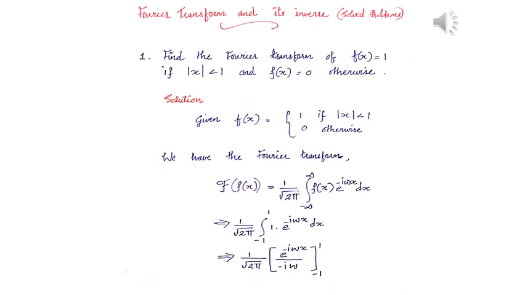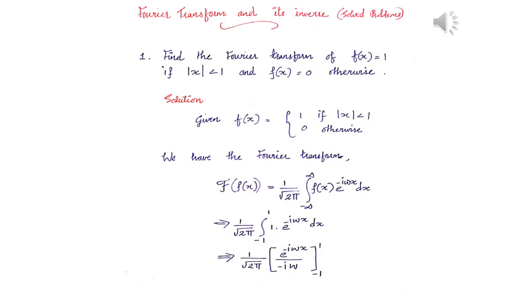Now 1 by root 2 pi integral, the limit is modulus x less than 1. So it is from minus 1 to 1. So integral minus 1 to 1, 1 into e raised to minus I omega x dx. Then on integrating we will get 1 by root 2 pi e raised to minus I omega x divided by minus I omega x and the limit from minus 1 to 1.